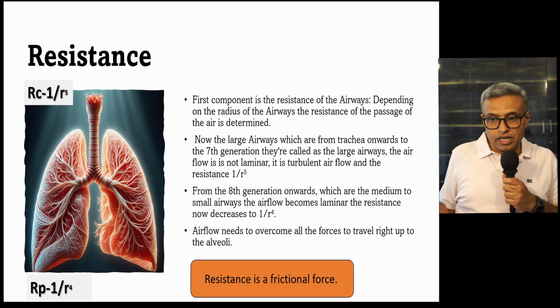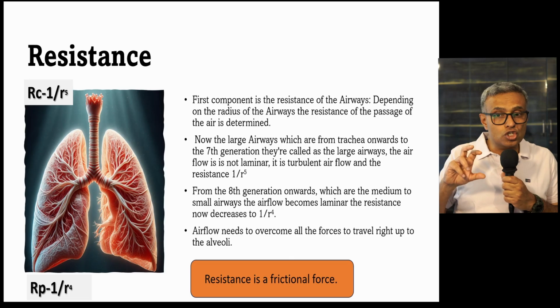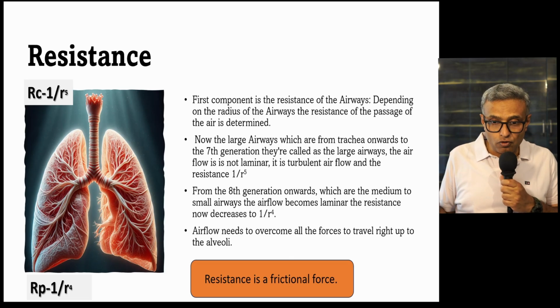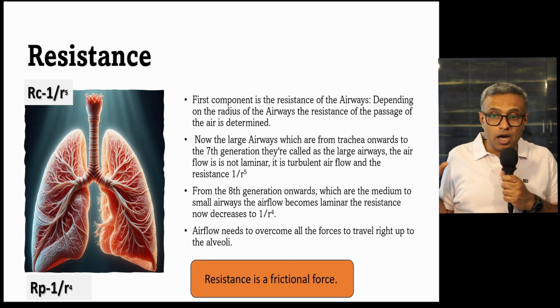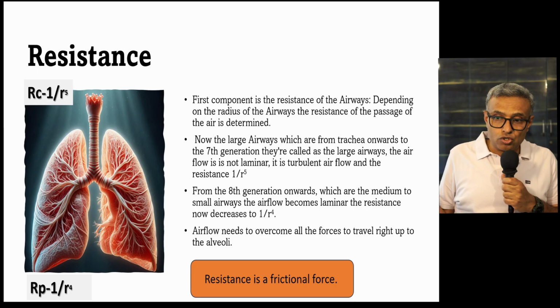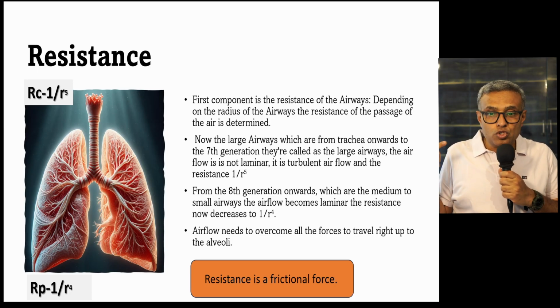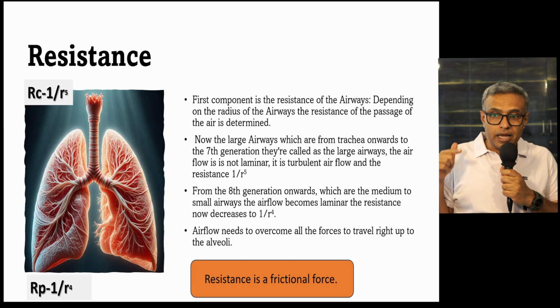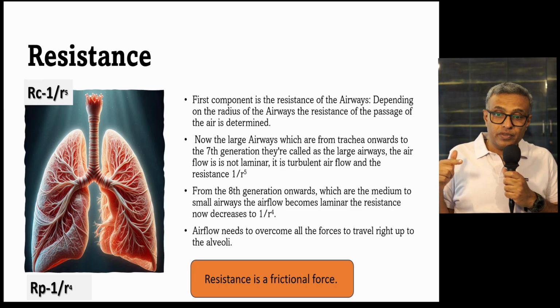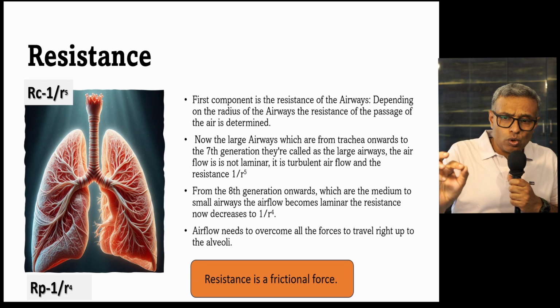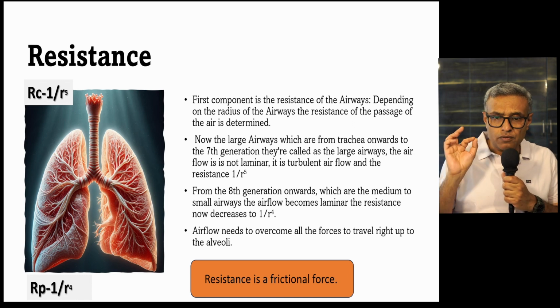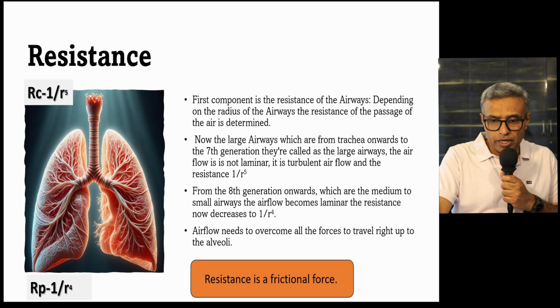Now, the large airways, from the trachea onwards to the 7th generation, are called the large airways. The airflow is not laminar. It is turbulent airflow, and the resistance is 1 over r to the 5. From the 8th generation onwards, which are medium to small airways, the airflow becomes laminar. The resistance now is 1 over r to the 4. Airflow needs to overcome all these forces to travel right up to the alveoli.